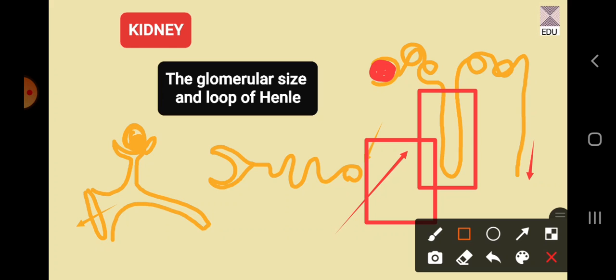So conclusively, we can say that the size of the glomerulus and the size of the loop of Henle can increase or decrease according to the environmental conditions, and thus we have different types of nephrons in all the animals. So students, I think that was all about the particular topic of the glomerular size and the loop of Henle. Thank you.